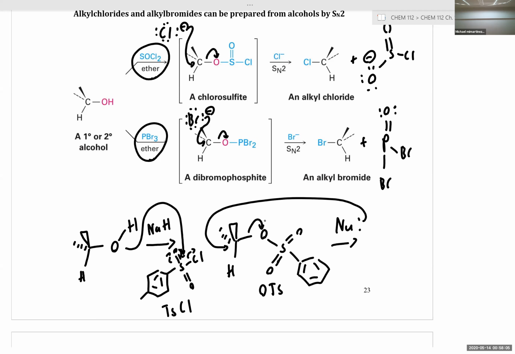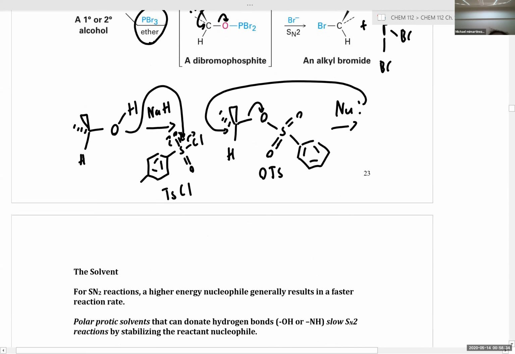Does this make sense to everyone? Does everyone understand the logic behind activation? We're generating a more stable leaving group. And in general, the way that we do that is by attaching an electron withdrawing functionality to our leaving group. Any questions so far? Okay, let's keep going then.